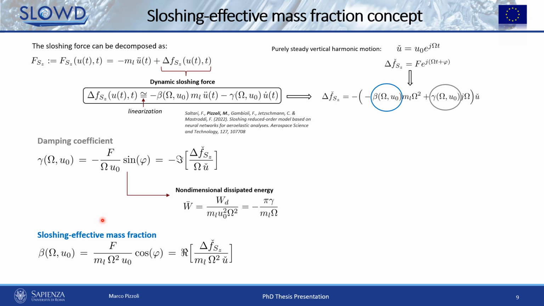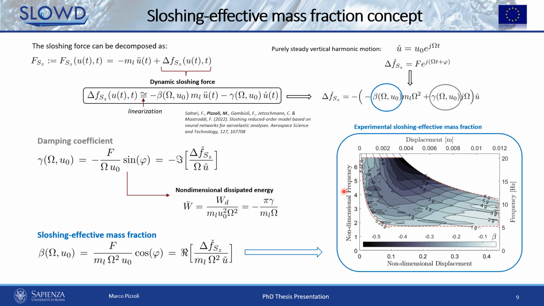which was derived from experimental measurements and reported in the frequency and amplitude domain as shown in this map, in this figure. And this distribution tells us on a quantitative level that depending on the frequency and the amplitude of the motion, the mass of the liquid actively participating in sloshing can vary significantly.